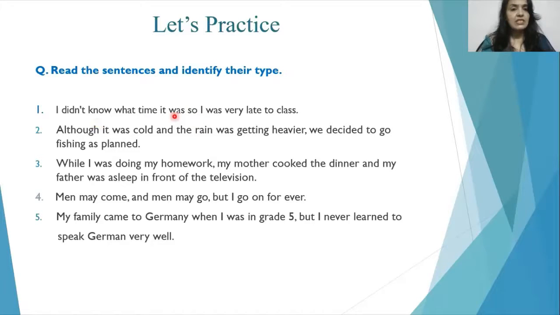This is the first sentence, and with 'what' here it means a complex sentence. The next sentence is, I was very late to class. I is the subject and was the verb. One subject, one verb, no other connector, no dependent clauses here, so this is simple. So we can say one complex plus one simple sentence, but they have both been joined with the help of 'so', a coordinating conjunction. In which category is this? Compound complex sentence. Quickly we can judge it.